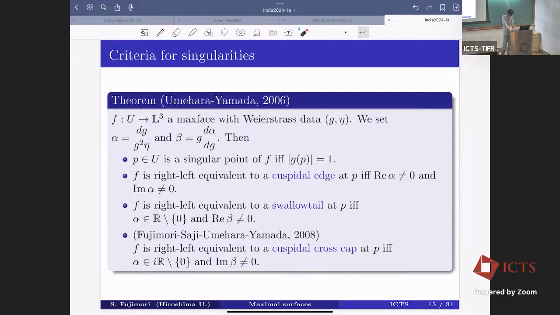And also F is right-left equivalent to the cuspidal cross cap at P if and only if, now alpha changes from non-zero real to non-zero imaginary. And in the swallowtail case, the real part of beta is non-zero, but the imaginary part of beta is non-zero. So these two singularities have some duality.